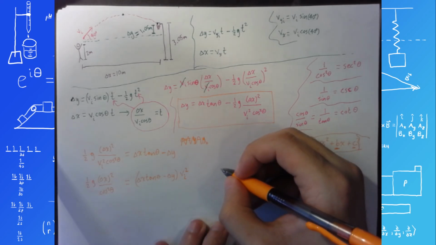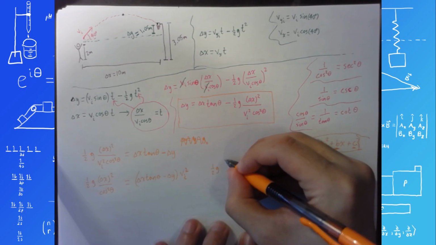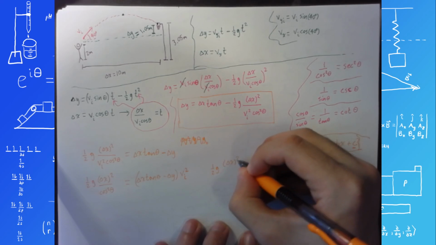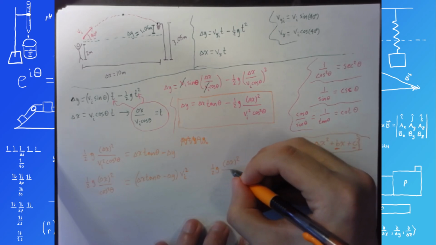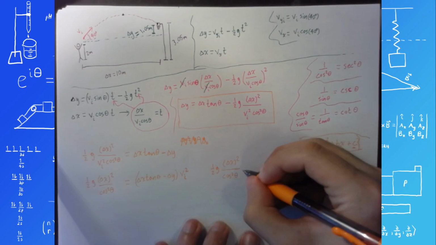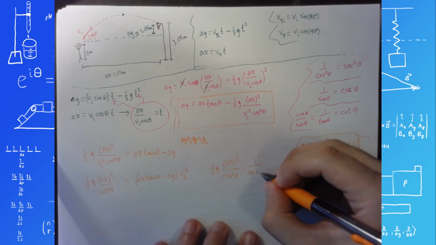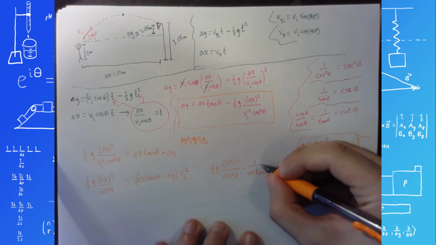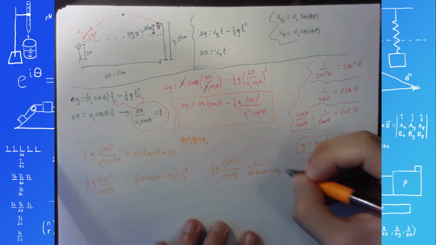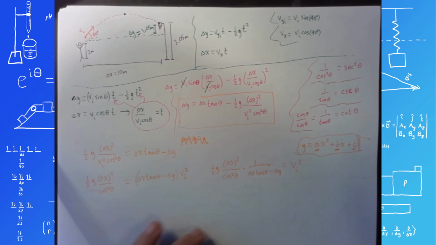I'm going to have 1/2 g delta x squared over cosine squared, all times 1 over delta x tan theta minus delta y. And that is going to equal v initial squared, and then I can take the square root of this expression and solve for my v initial.